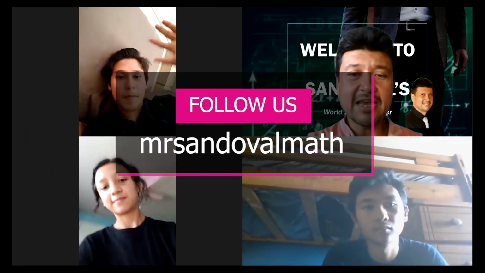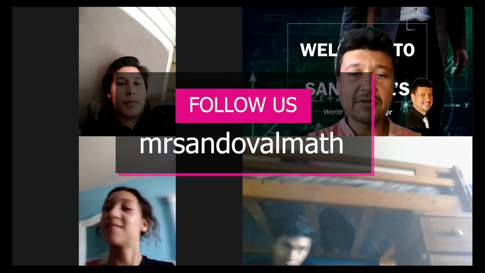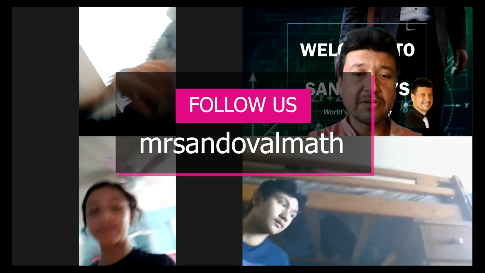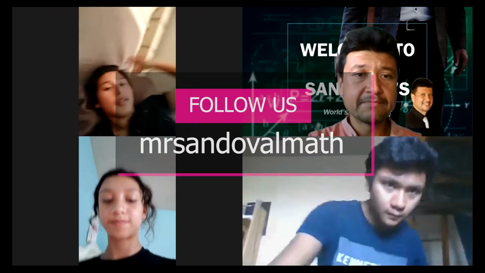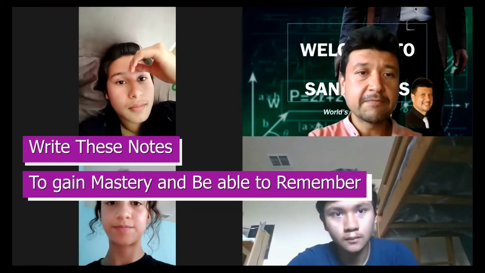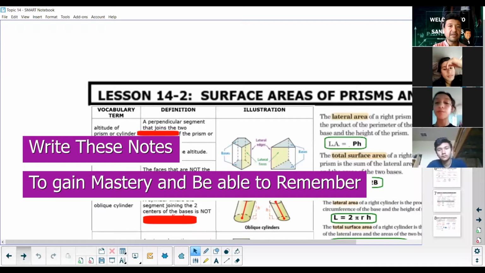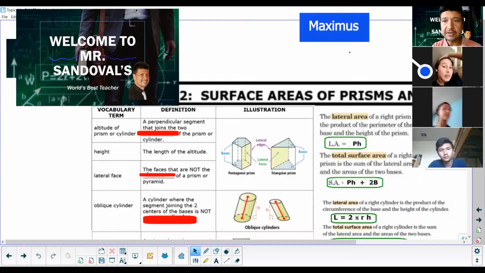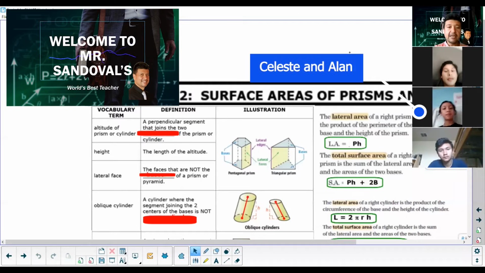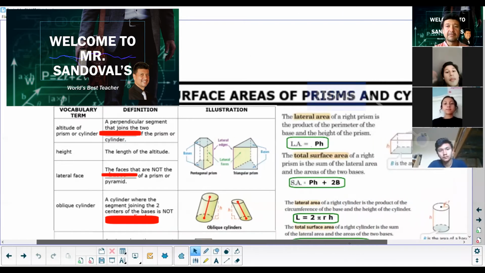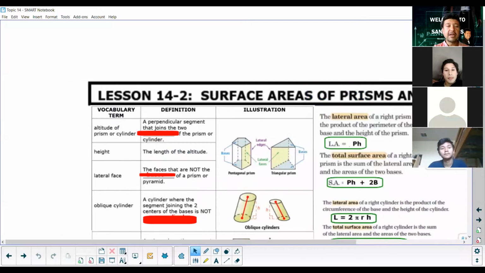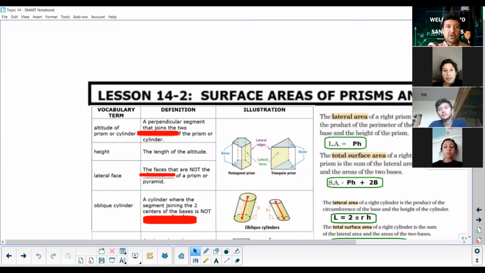Now today we're going to share this screen. We're going to cover surface areas of prisms and of cylinders. We are going to combine something that we learned before with something new. So with that, let's start with Celeste.